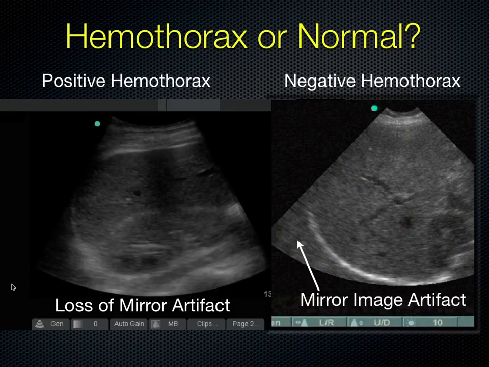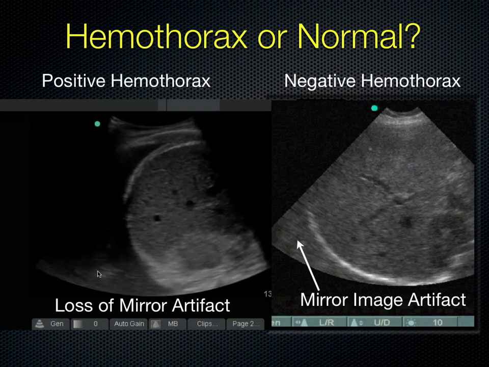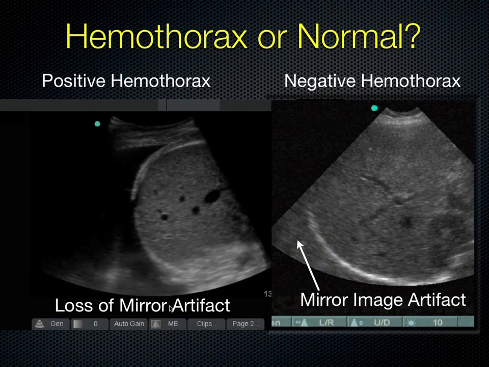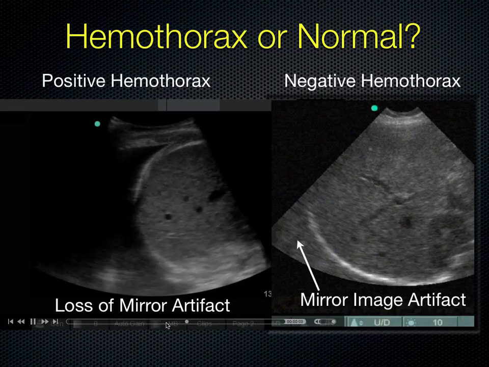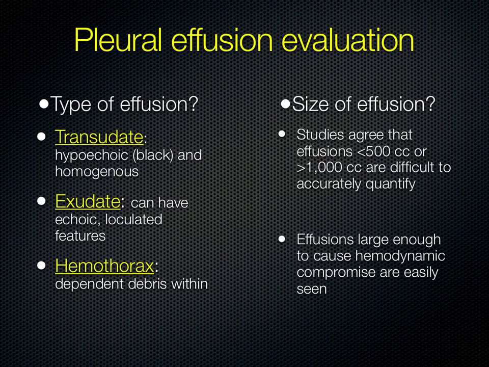And if you're a trauma population, then you would say hemothorax, but in our medical population, oftentimes this is just an effusion, a transudative or exudative one. So how do we know what type of effusion it is? Is it transudative, exudative, blood? Some of it depends on the clinical scenario. The size doesn't really tell you.